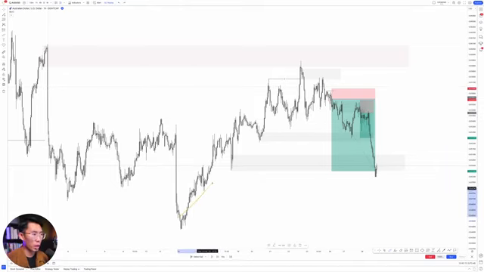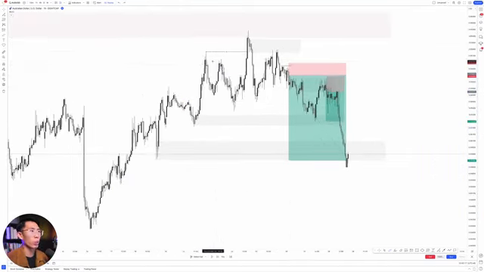Okay, so that's when price comes up into this supply zone, and that is when we take a liquidity sweep again, and then price goes down there. Okay, price comes here, mitigates this.